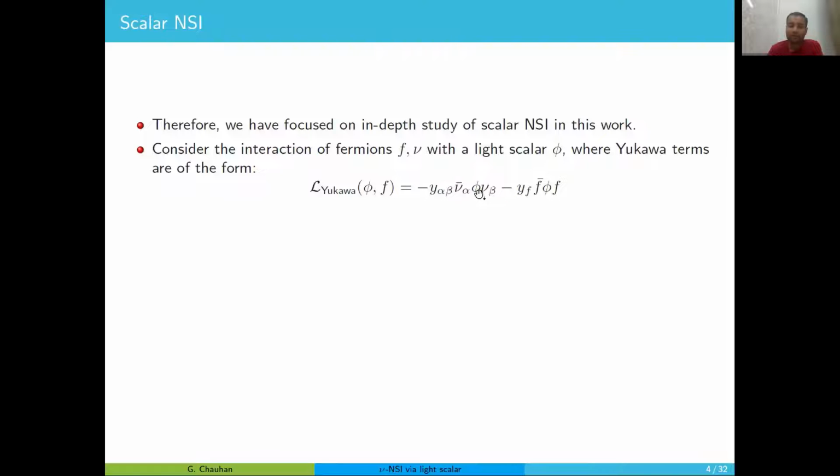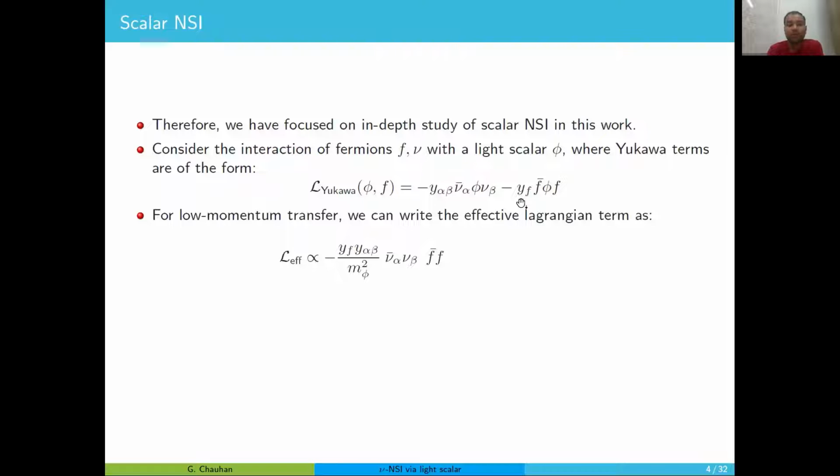So you have terms of the form nu bar phi nu and f bar phi f, where the strength of phi interacting with neutrinos is parameterized with y alpha beta, and with fermions with y_F. So in the low momentum transfer regime, we can write the effective Lagrangian term as this 4-point contact interaction term with nu bar nu f bar f. And this strength is given by the coupling of electron and neutrinos to this phi in the numerator and suppressed by m phi squared.